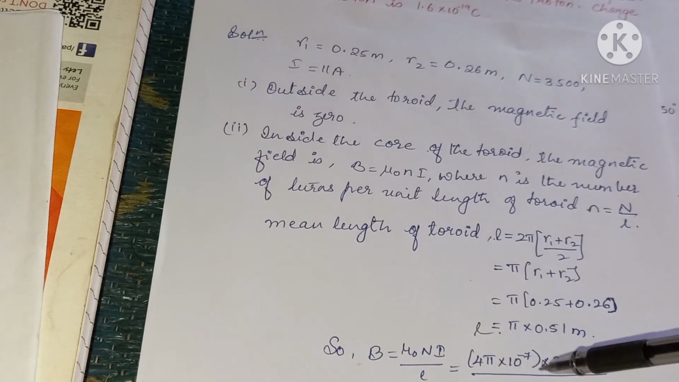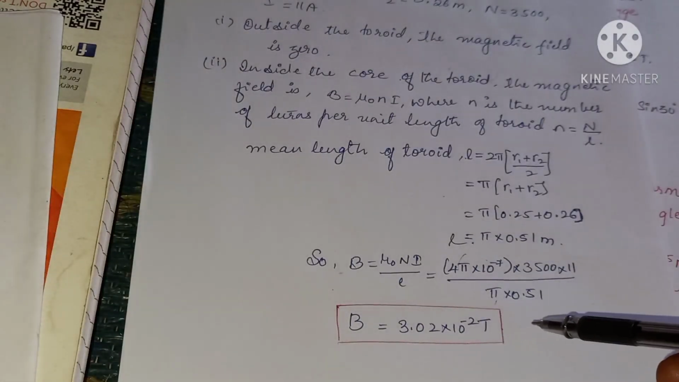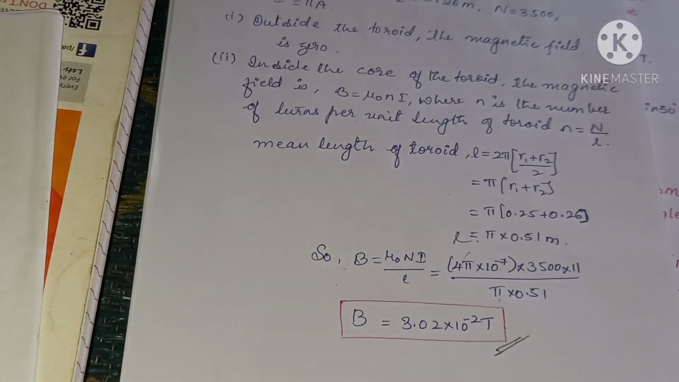Now B is equal to mu naught N I by L. So again you substitute all the values for mu naught, and N is 3500, current I is 11, upon L, which is pi into 0.5. So pi and pi get cancelled here, so the final answer is 3.02 into 10 raised to minus 2 Tesla. This is the answer. Just check all the answers. Thank you.